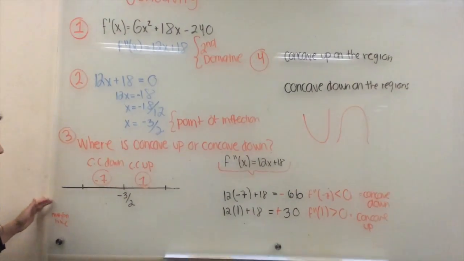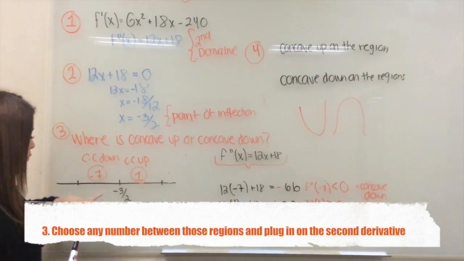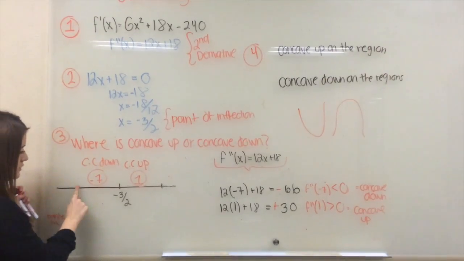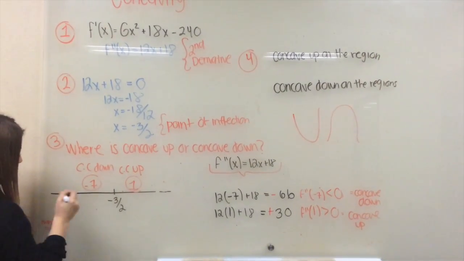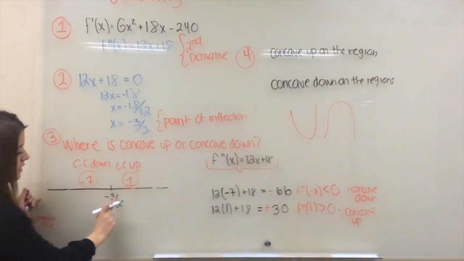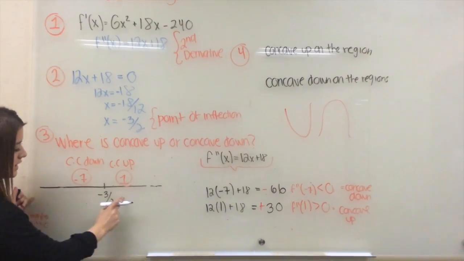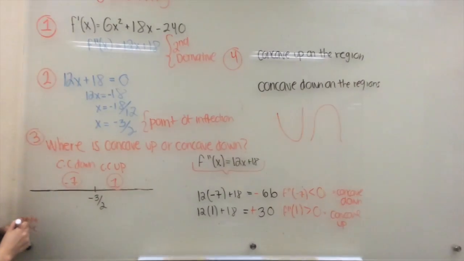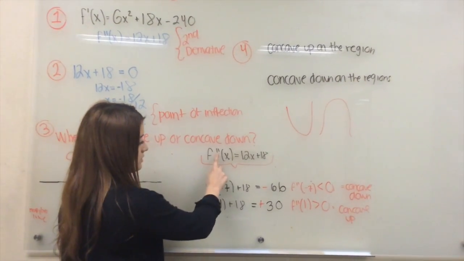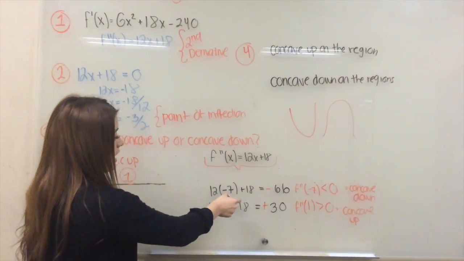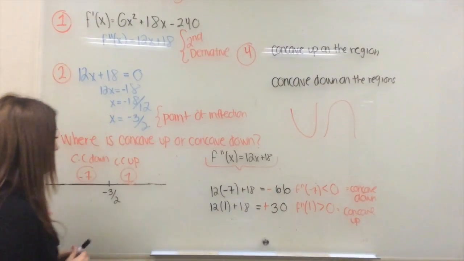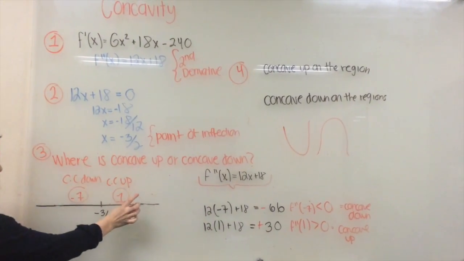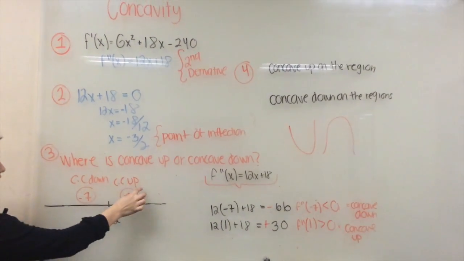Now where is it concave up or concave down? So we put negative 3 over 2 on my number line and choose any number between negative infinity and negative 3 over 2, and between negative 3 over 2 and positive infinity. So I chose negative 7 and 1. We have to plug them into the second derivative. So for negative 7, I got negative 66. So this means that it is concave down. And for 1, I got positive 30. So this means that it's concave up.